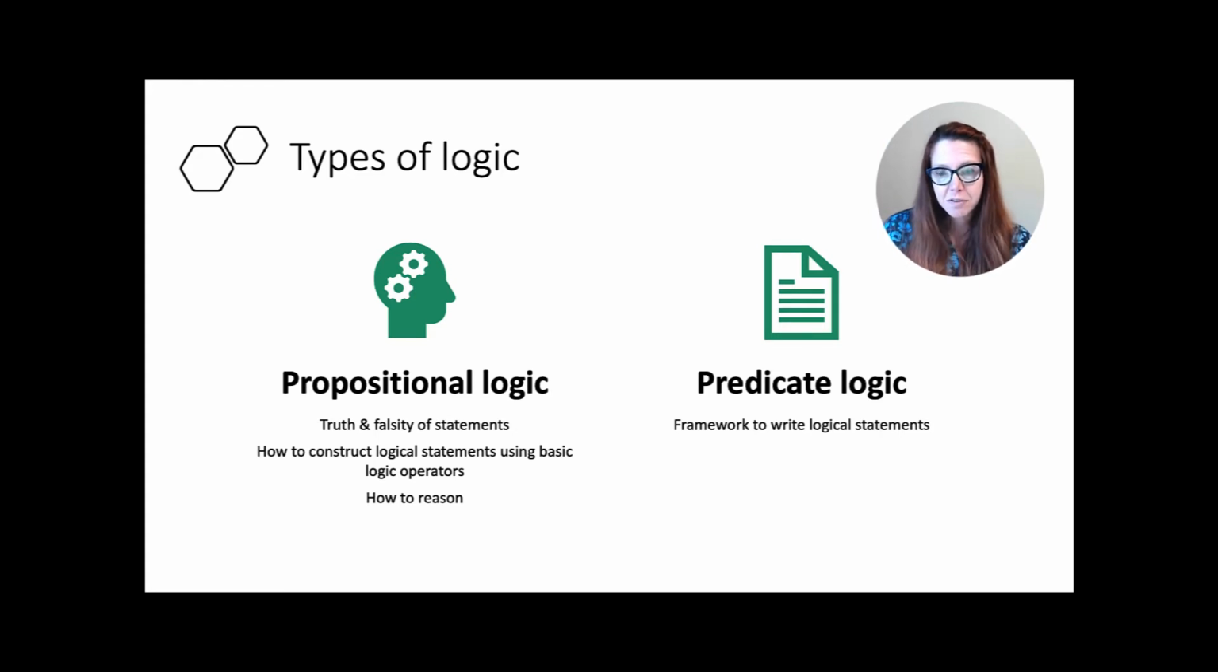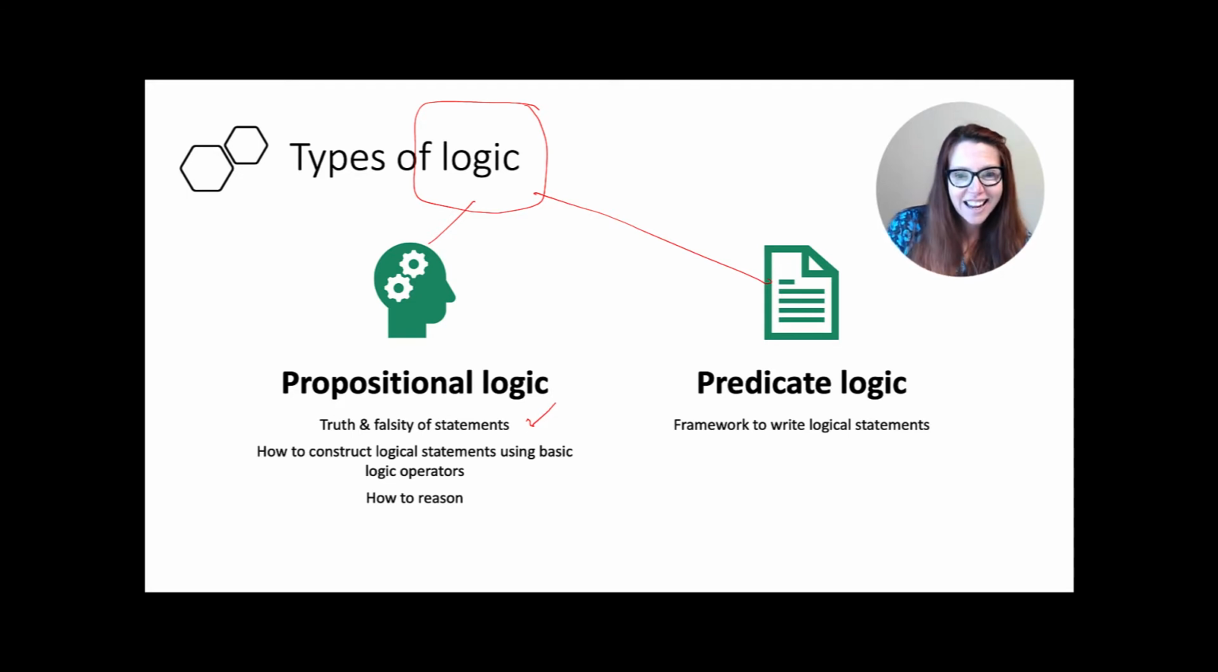So there's two different types of logic, and logic can be broken down into propositional logic and predicate logic, and we'll get to see both. But we're going to start off with propositional logic. And propositional logic is going to look at the truth and the falsity of statements, how we construct logical statements using basic logical operators such as and, or, and then just a good look at how to reason. So if we have valid arguments in front of us, how do we know where they would lead us? After that, we'll move to predicate logic in a different topic set, and that's going to look at a framework of how to write logical statements.